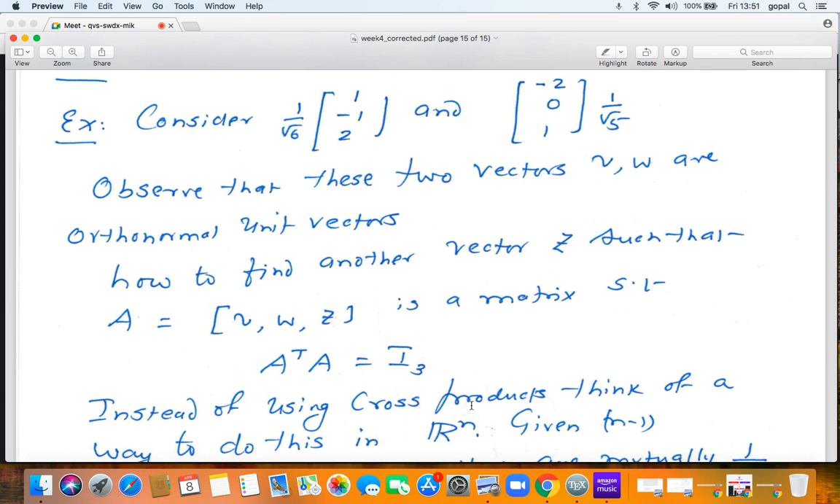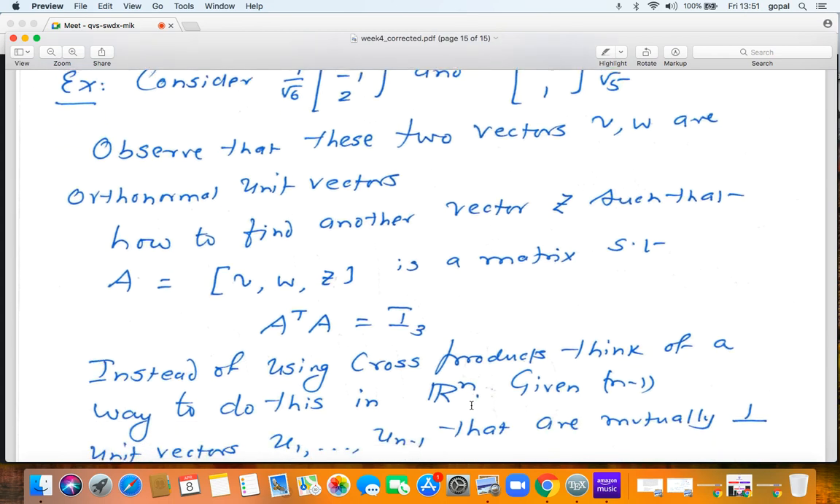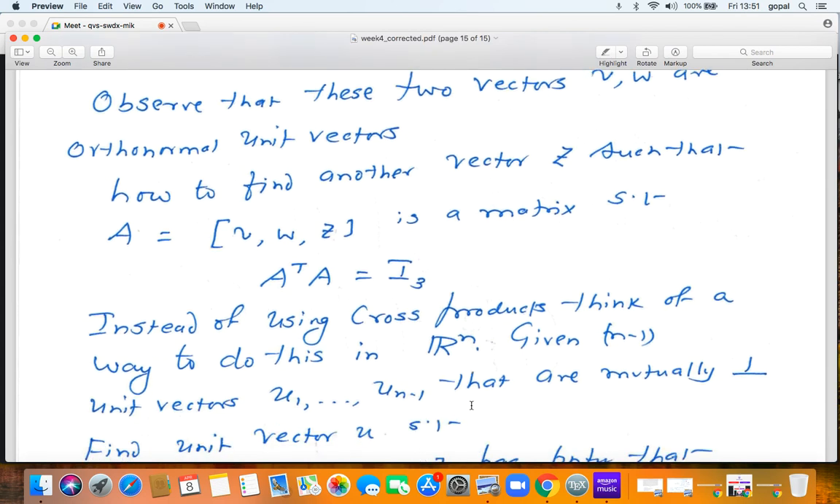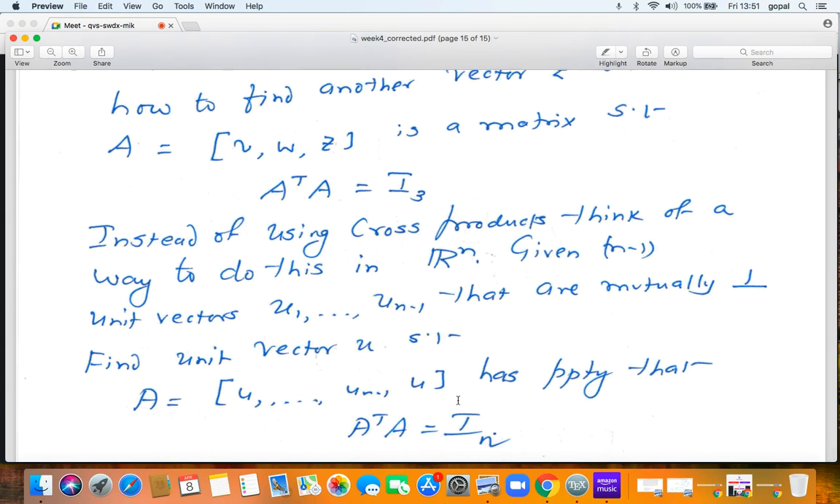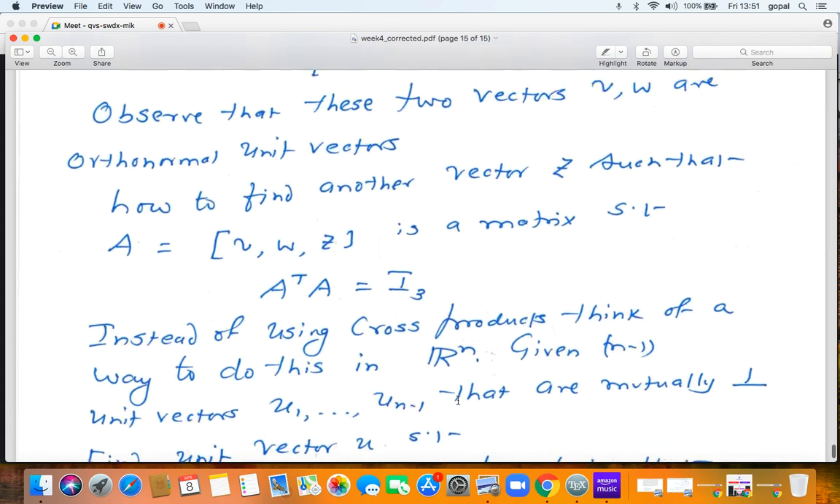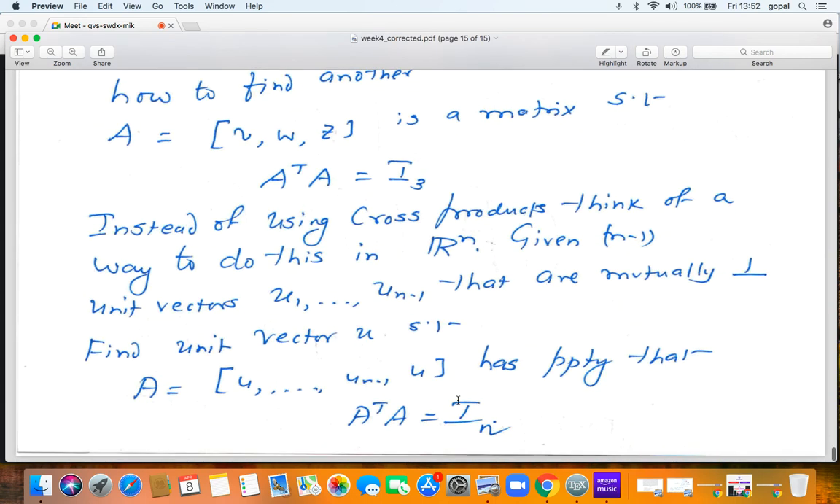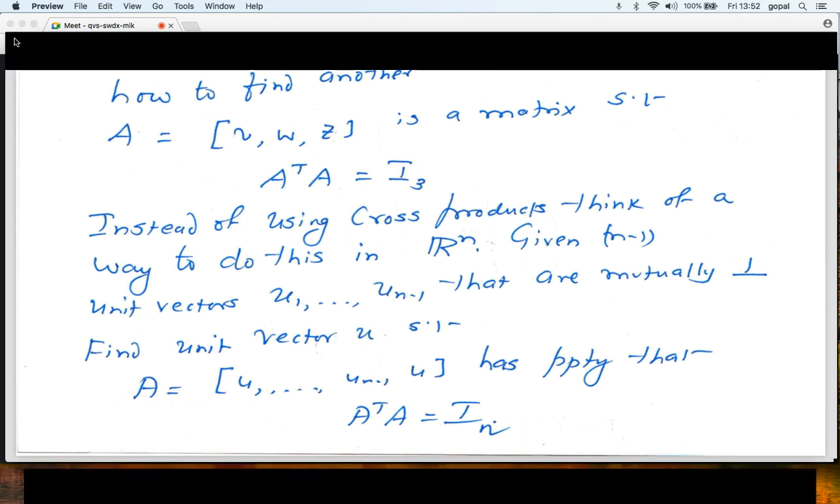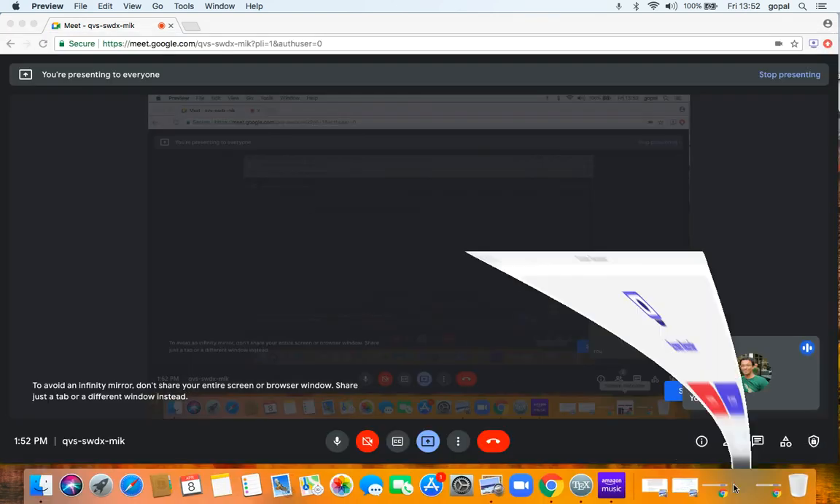Your answer will be quick, and you'll tell me the answer in lightning speed. You will say that you will take the cross product. Sure, that's correct. But what if I give you n minus 1 mutually perpendicular unit vectors, and I ask you for one more vector un, such that the matrix that I get by stringing these columns together has the property that A transpose A is identity? Then you can't use cross products. So try to give an argument which will work in general dimensions Rn. I think we'll stop this capsule here and we'll continue in the next capsule.